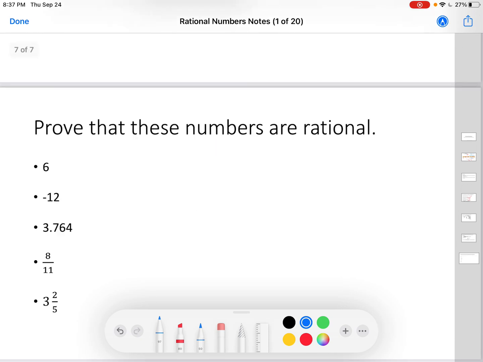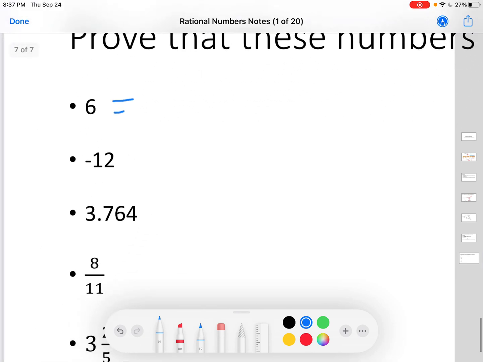All right. So, prove that these numbers are rational. This is what you are going to have to do on the worksheet today. So 6, well, turn it into 6 over 1, or I could put it as 12 over 2, or 18 over 3, or 36 over 6, etc. You just need to write the number over 1, or some other equivalent fraction. Negative 12, well, negative 12 over 1, or negative 24 over 2, or negative 36 over 3, etc.